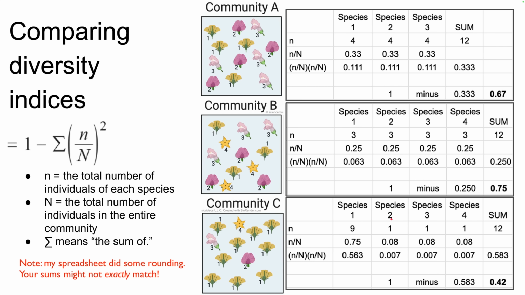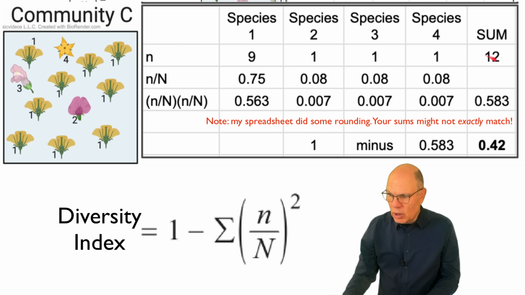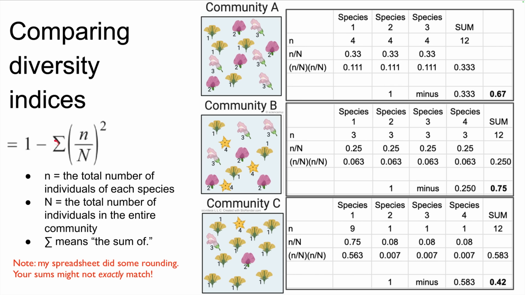Now let's do the same for species 2, 3, and 4, because it's the same number for each of them. There's 1 individual. 1 divided by 12 is 0.08. That's little n divided by big N. We square that, and we get 0.007, and that's the same for species 3 and 4. So we're going to add up all those values because of this expression over here, and when we do that, we get 0.583. We know that we have to subtract the sum from 1, so 1 minus 0.583 is 0.42.